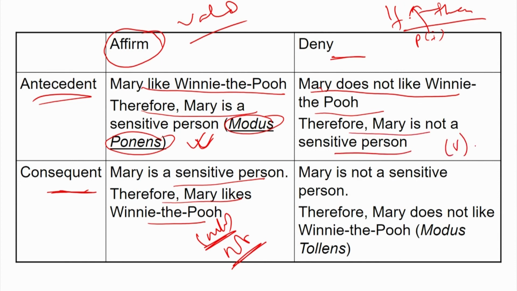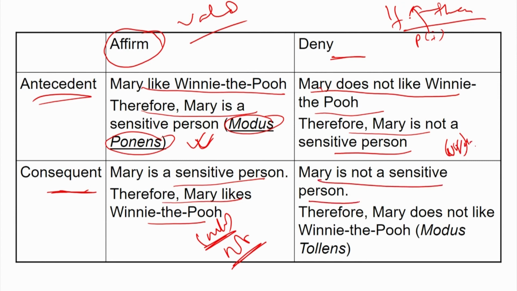Again, this is not valid, because denying the antecedent doesn't really work. If somebody doesn't like Winnie the Pooh, it doesn't necessarily mean that they are not sensitive, because it is not the case that all sensitive people don't like Winnie the Pooh. It is the other way around. Most people who like Winnie the Pooh are sensitive, but it doesn't say anything about whether all sensitive people like Winnie the Pooh. So that kind of conclusion cannot be drawn, and so denying the antecedent is always not valid.